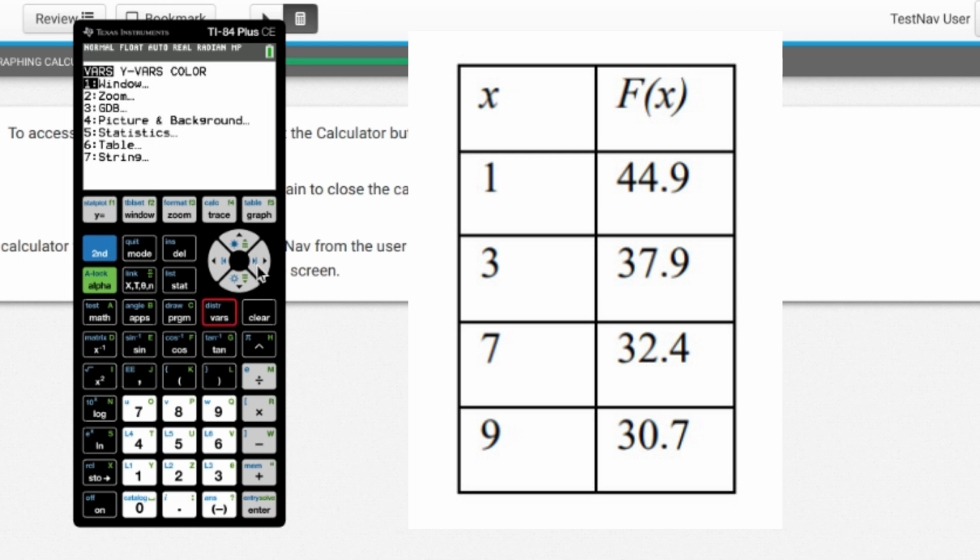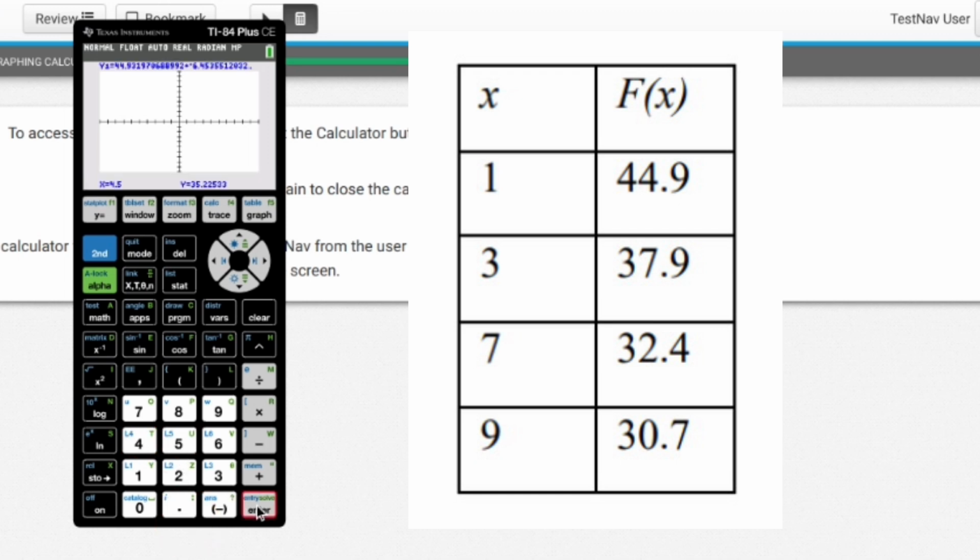I'm going to go to vars, y vars, function, and y sub 1. So whatever this gross equation is, I'm not going to bother writing it down because now it's stored in y equals. Since it's stored in y sub 1, and my job is to find what happens at 4.5, I can hit second calc and type in that value of 4.5. Let me hit enter. It's going to graph it for me, even though I can't see anything because the numbers are above 10.